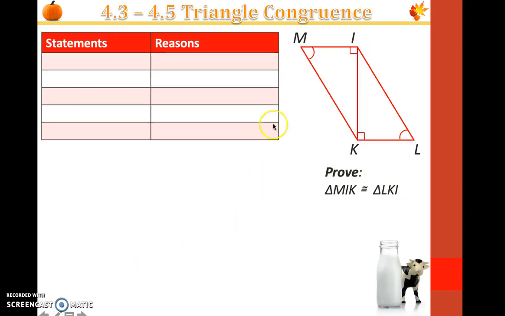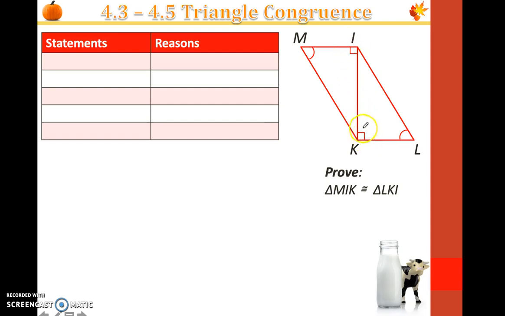Again, after you've seen one, hopefully you have some idea of how to go about the rest of them. So if you'd like to, right now, pause the video and try to figure this out yourself. In this MILK one, though, yes, it spells milk, I'm given that M is congruent to L. That's cool. I'm given that these two angles are right.